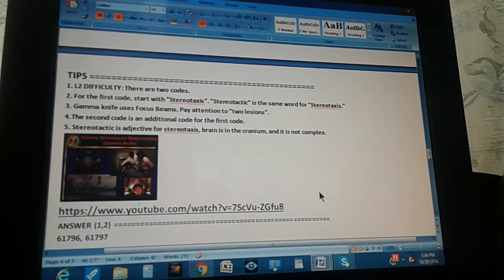So the answer for the problem is 2 codes, 61796 and 61797, and you have read all our tips. So now we're going to count to 3 so you can pause the video and then give us the path, how we got to these 2 codes. So 1, 2, 3.